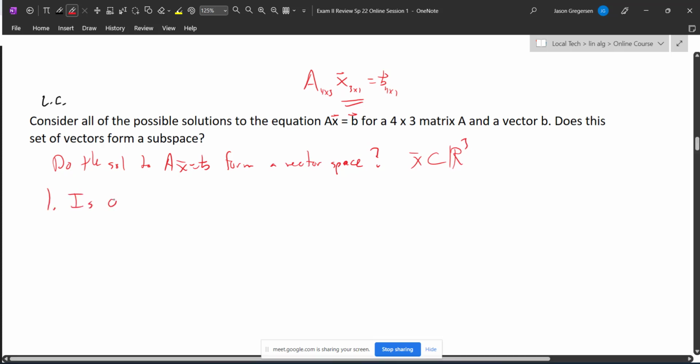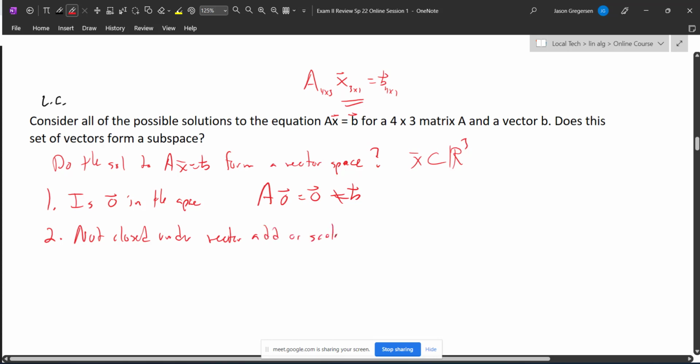So one is the 0 vector in the space? So this question would be, is 0 a solution to AX equals B? Well, unfortunately, A times 0 equals 0, which is not necessarily B. So that first condition is not satisfied, so this set of all solutions AX equals B will not form a vector space. In fact, it also fails the other two conditions as well. So it's also not closed under vector addition or scalar multiplication. So the solutions to AX equals B are not a vector space.